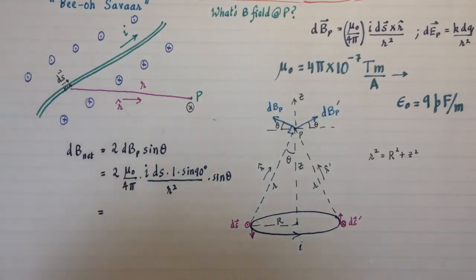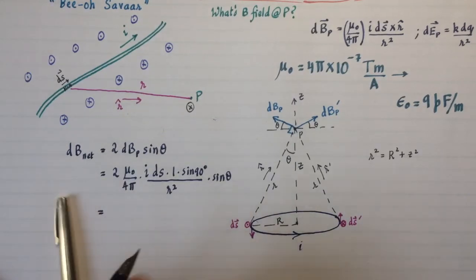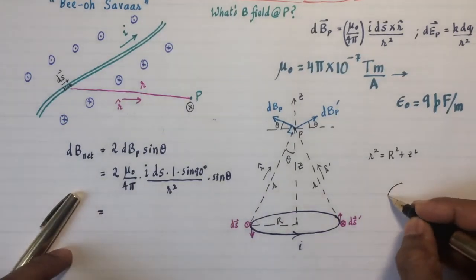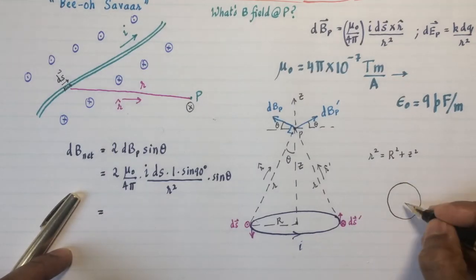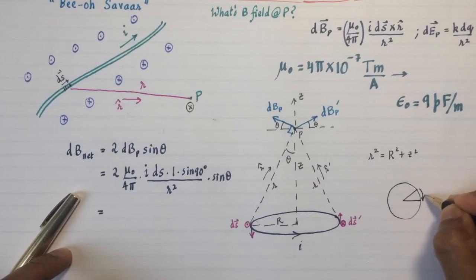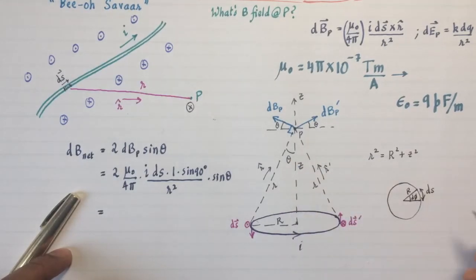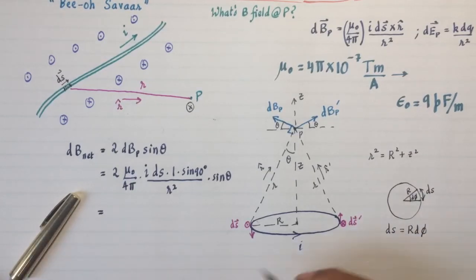Okay, now ds can be looked at in the following way. If you have a circle and you have this ds and this is r, and let's call this angle, because I've already used theta, let's call this d phi, then the relationship between ds and d phi is ds equals r d phi. We're going to be using that, where phi is the coordinate along the ring.